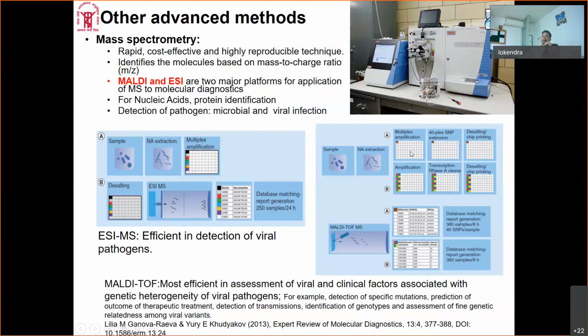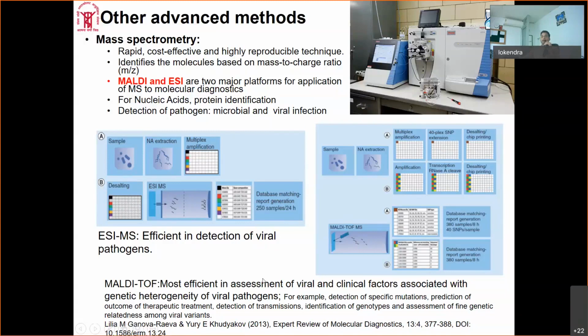Multiplex amplification, SNP extension, and then desalting. In the other case, you prepare cDNA and then amplify it, and then the remaining product is desalted, which basically means purification. And now after purification, each individual fragment is passed through this mass spectrometry system, in which they are separated based on the mass to charge ratio.